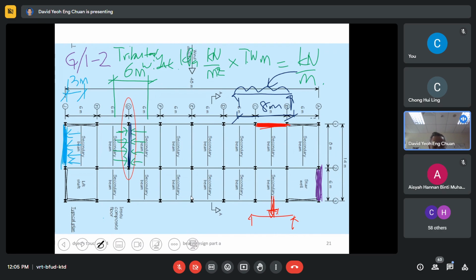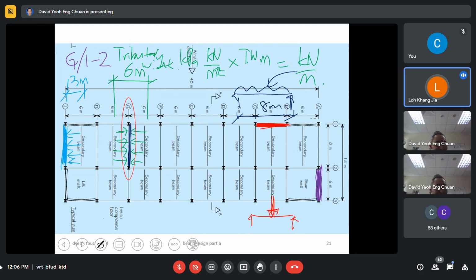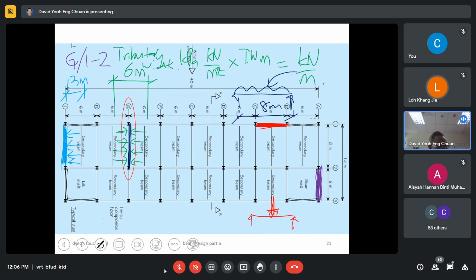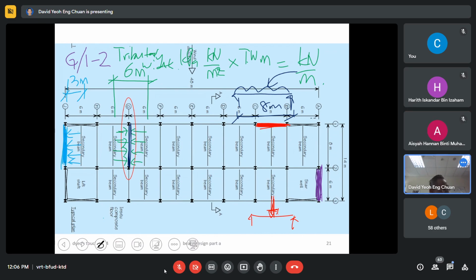Just now I explained so much. The presence of slab. Yes, the presence of slab restrains what of the beam? Lateral movement. Yeah, restrains the lateral movement. What does the slab hold? Compression. Yeah, the compression what? Flange. Yeah, the compression flange.